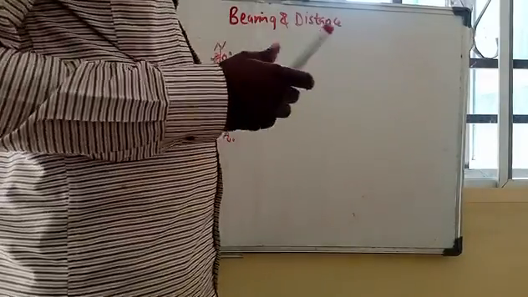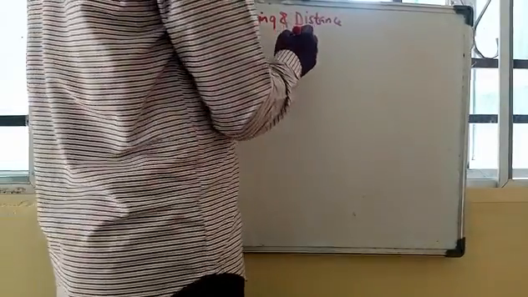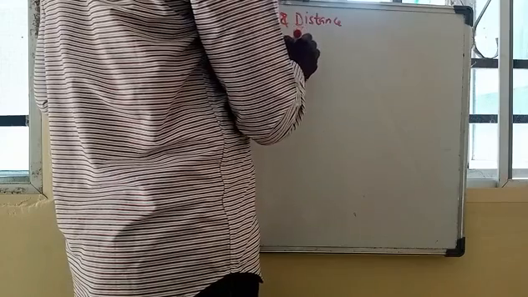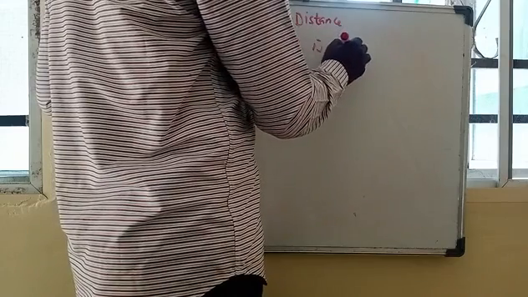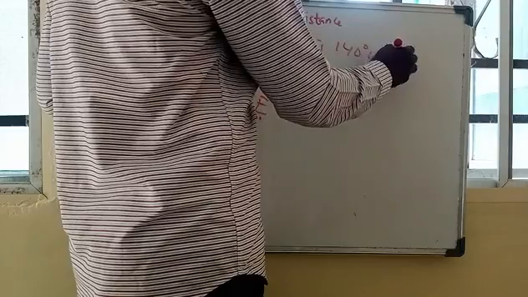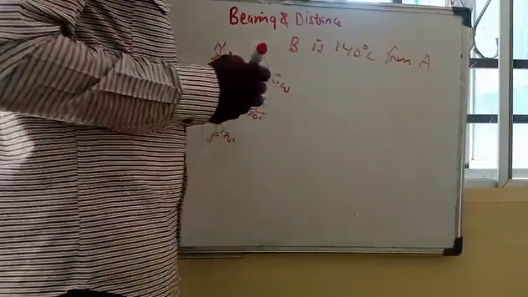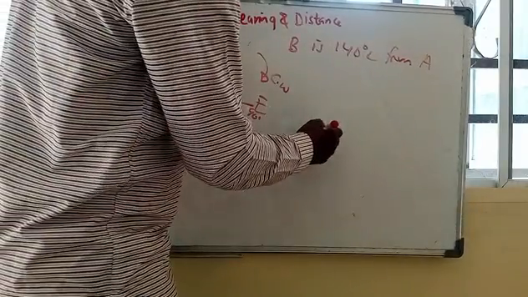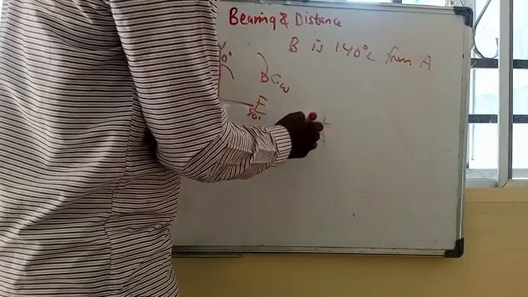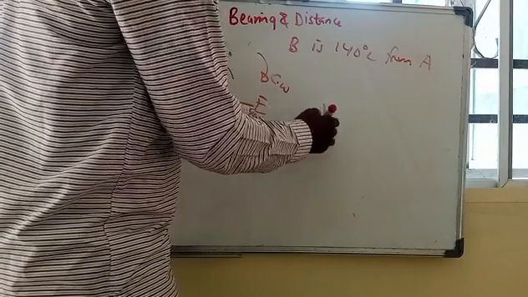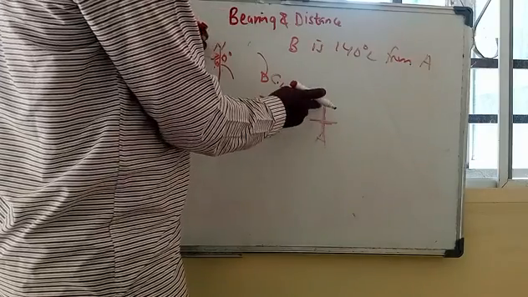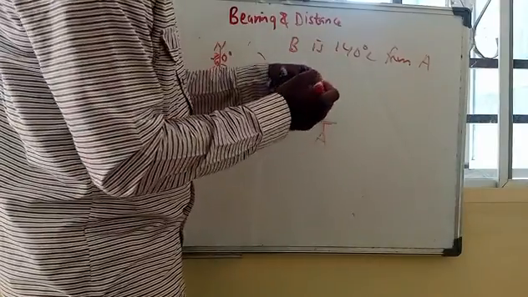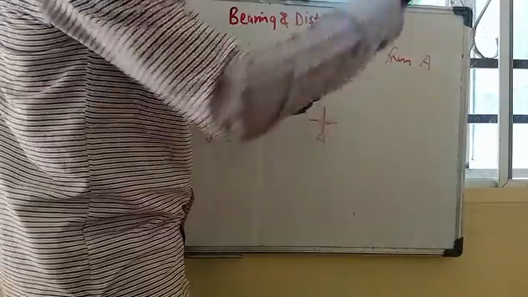So supposing it is said, let's say point B, if they say B is 140 degrees from A. So how do we locate B? The reference point is A. So let's say this is A. Then this is the knot of A. Then try to locate B with respect to A. Then you're going to move 140 degrees from the knot clockwise.